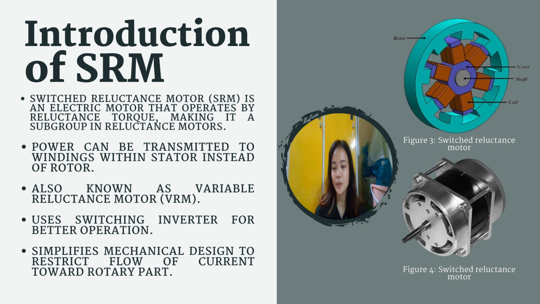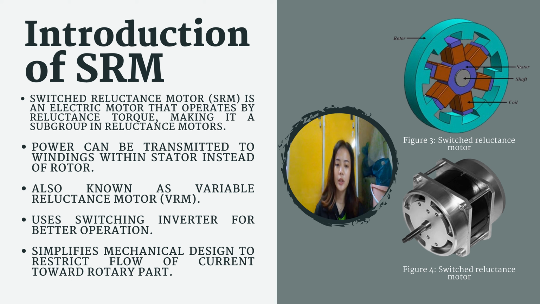So we will get into the next part of our introduction, which is the introduction of SRM. So what is SRM? SRM is a switch reluctance motor, an electric motor that operates by reluctance torque, making it a subgroup of reluctance motors. Unlike common brush DC motors, its power is transmitted to the windings within the stator instead of the rotor. An alternate name for the switch reluctance motor is the variable reluctance motor (VRM). And usually for better operation, this motor also uses a switching inverter.